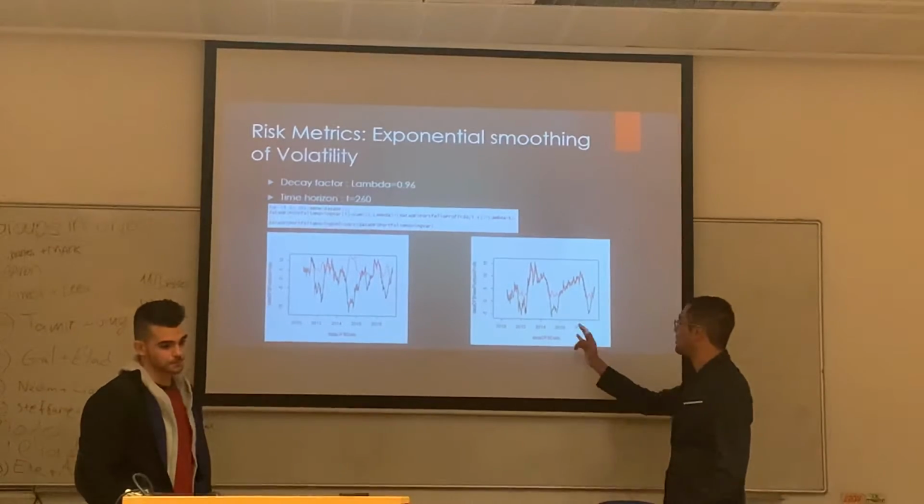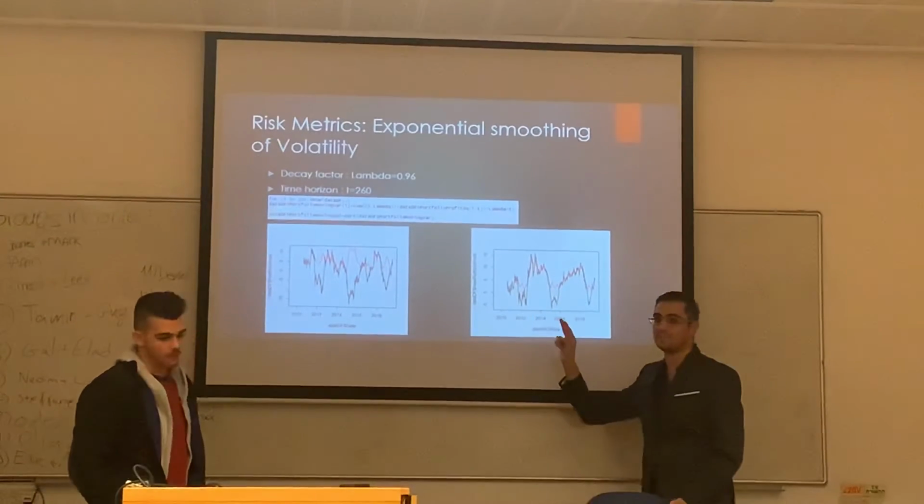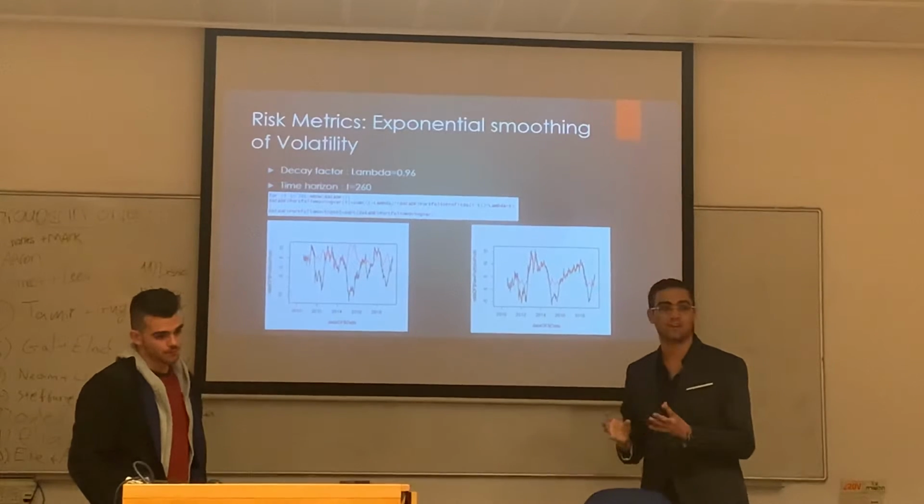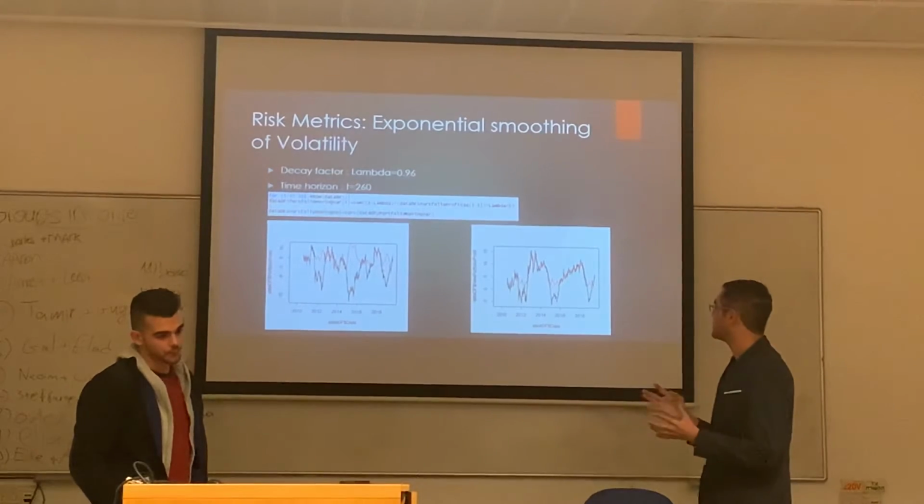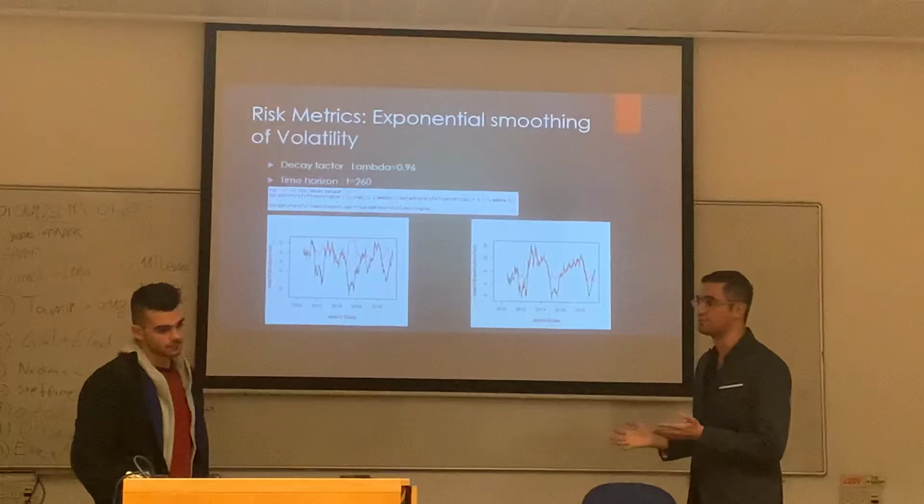And from there, on both graphs, the red line shows the volatility, and we get to see how the volatility has evolved over time, and we get to see how the risk profile evolves as time moves on.